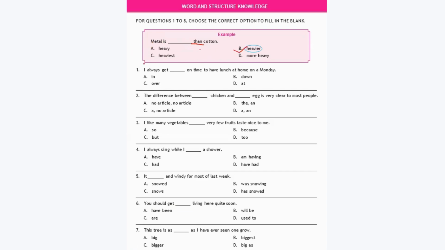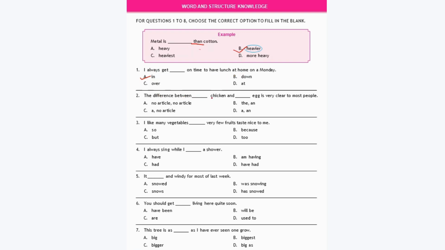So now let's go to the first question of this paper. "I always get dash on time to have lunch at home on a Monday." So here you need a correct word. It means you need to form a phrasal verb using the word get. So it should be "I always get in on time to have lunch at home on a Monday." So it's option A. The meaning of this phrasal verb get in is to reach a place.